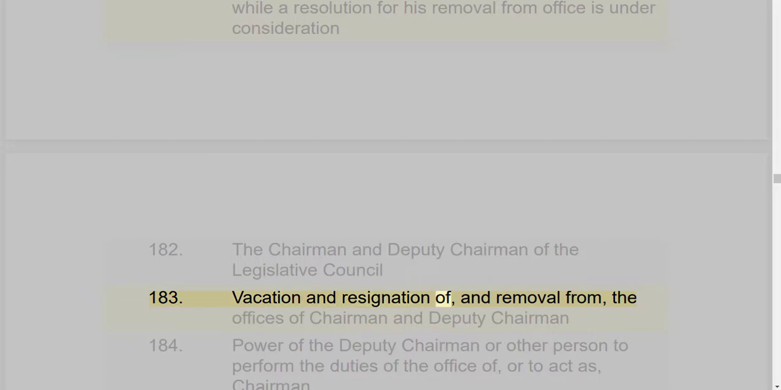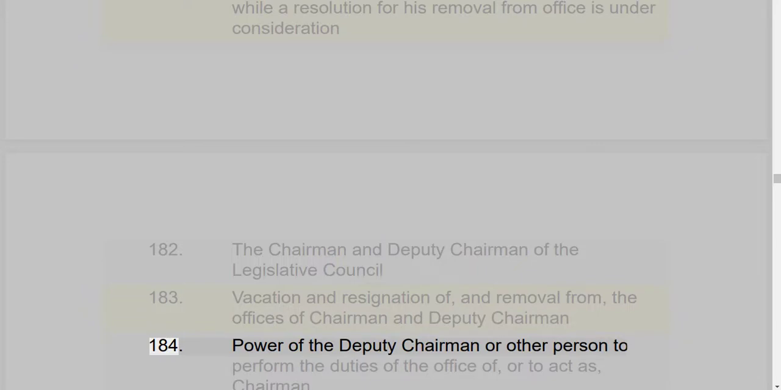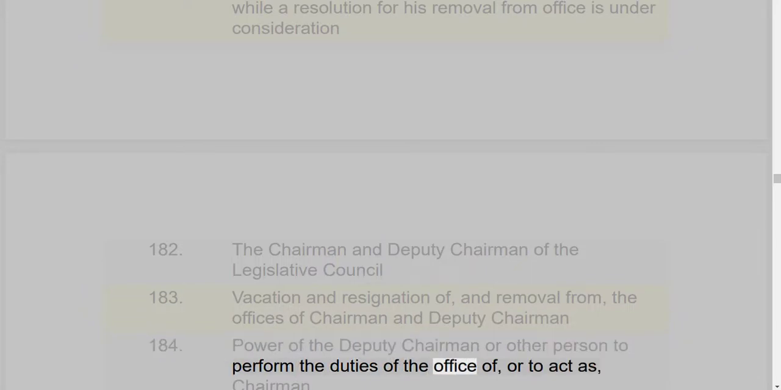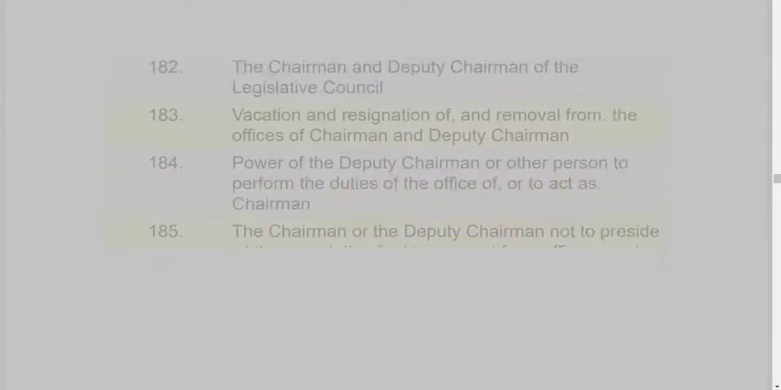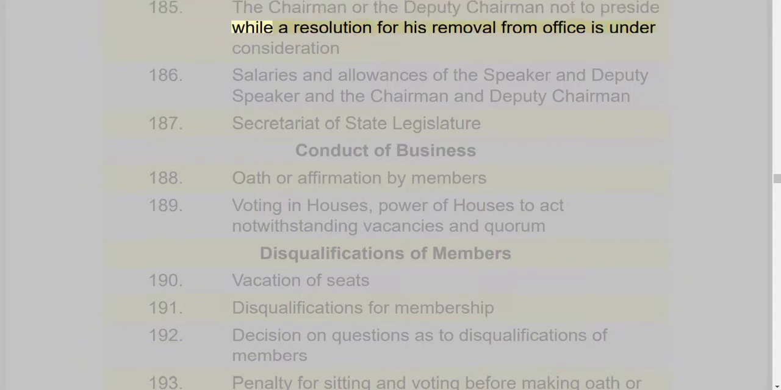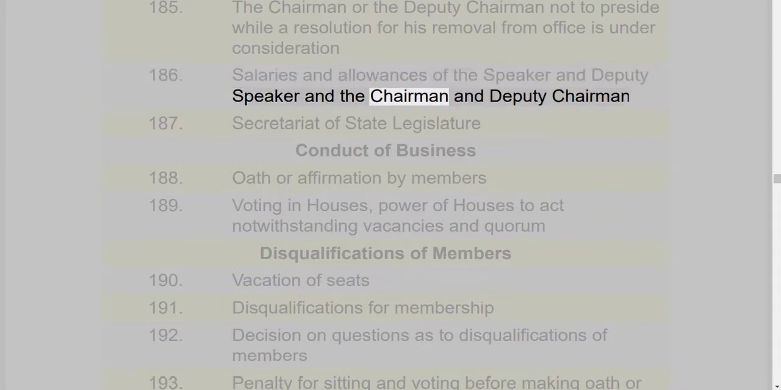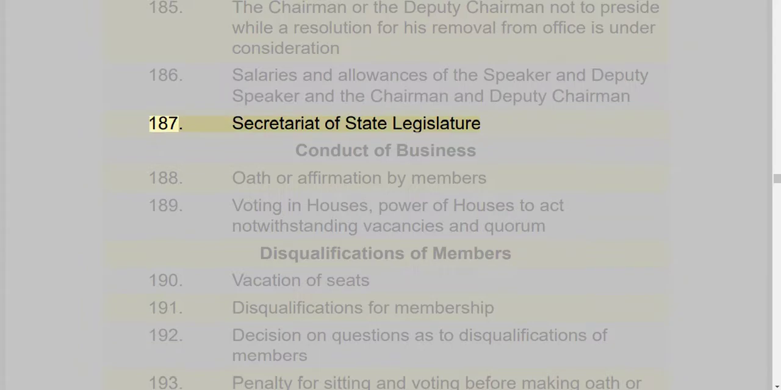Vacation and resignation of, and removal from, the offices of Chairman and Deputy Chairman 184. Power of the Deputy Chairman or other person to perform the duties of the office of, or to act as, Chairman 185. The Chairman or the Deputy Chairman not to preside, while a resolution for his removal from office is under consideration 186. Salaries and allowances of the Speaker and Deputy Speaker and the Chairman and Deputy Chairman 187. Secretariat of State Legislature. Conduct of Business 188.